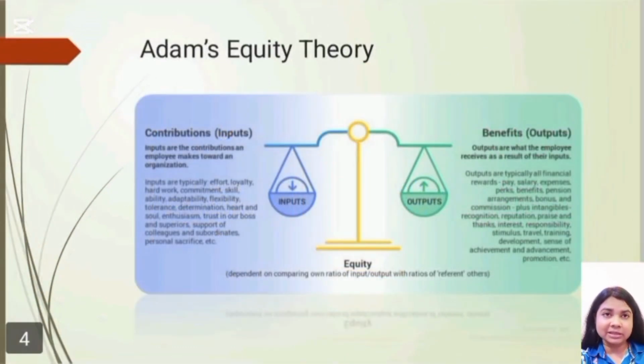Heading to the next page, this theory says fairness is personal. For example, one person might love getting a thank you email from their boss, another might care more about getting a bonus. Managers should ask employees what makes them feel valued. Also, fairness isn't just about money. If someone gets too much reward for too little work, they might feel guilty.